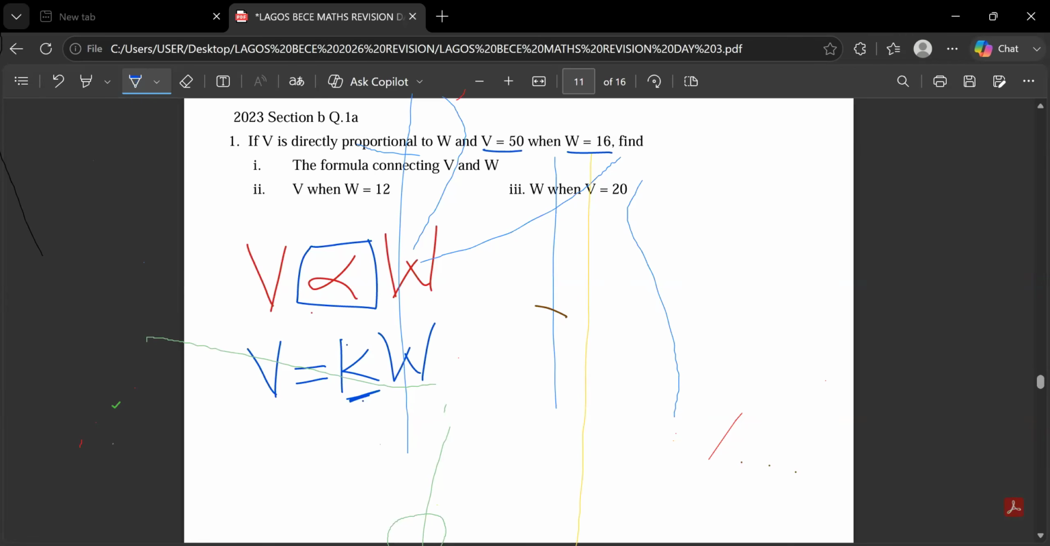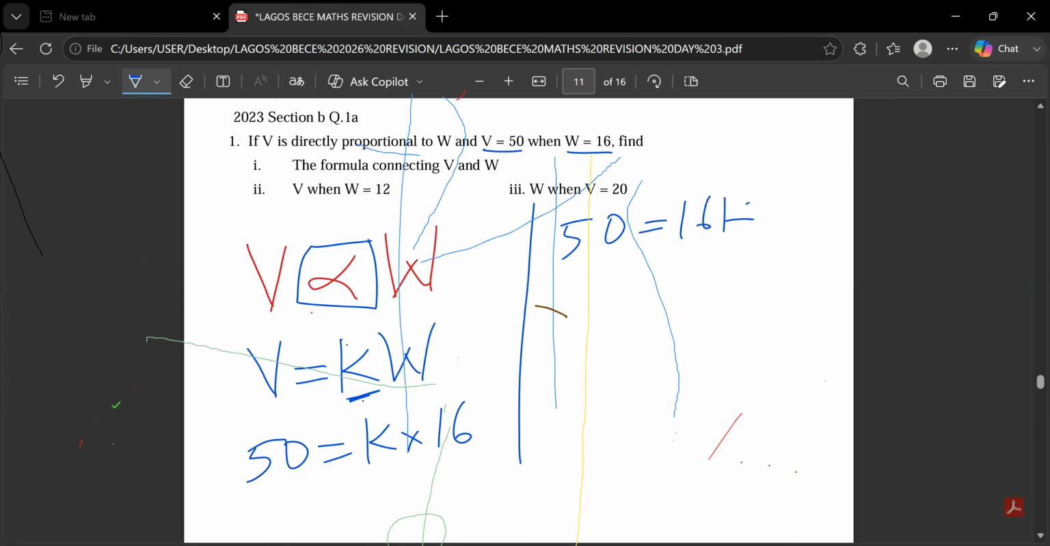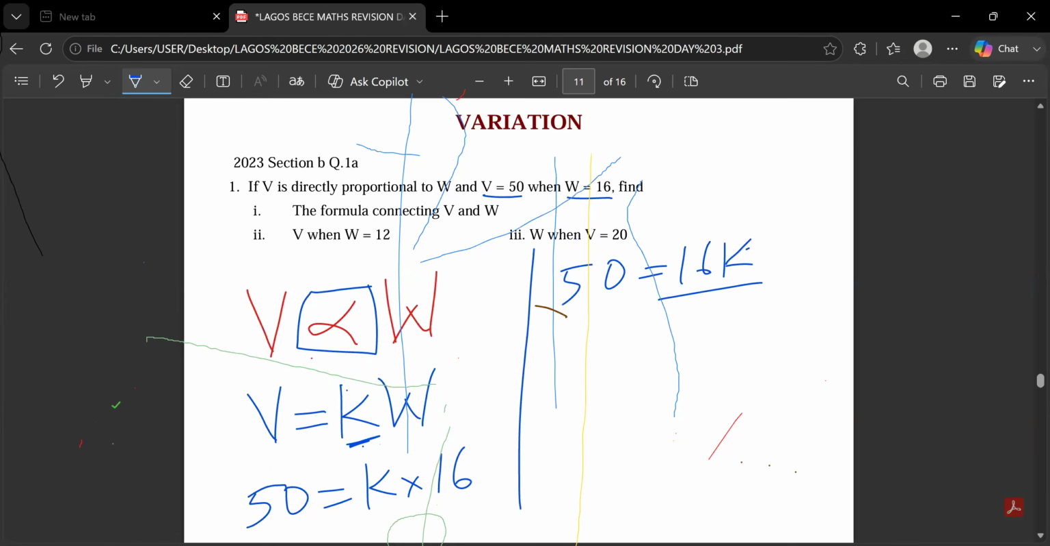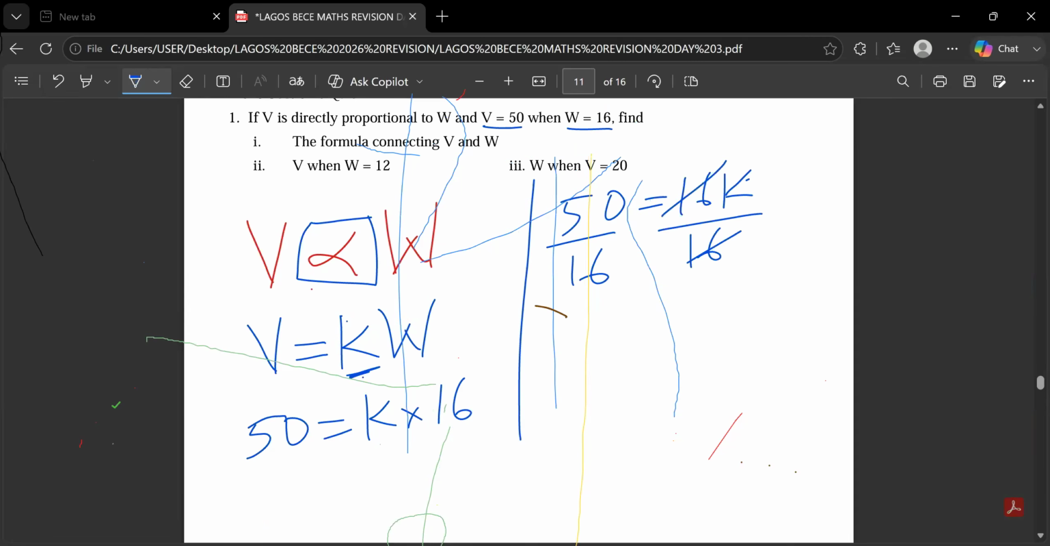V is 50. We replace V with 50 equals the constant K times W, which is 16. So don't forget what we are looking for is K. So this is going to be 50 equals 16K. We divide both sides by 16, so 16 cancels 16. Then K will be 50 over 16.